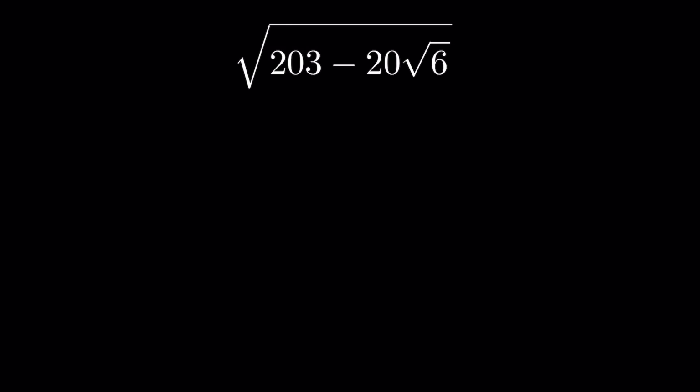Simplify the square root of 203 minus 20 times square root of 6. For these types of questions, when there is a radical inside the square root, we need to remove this square root.